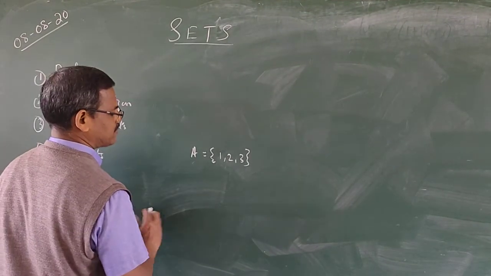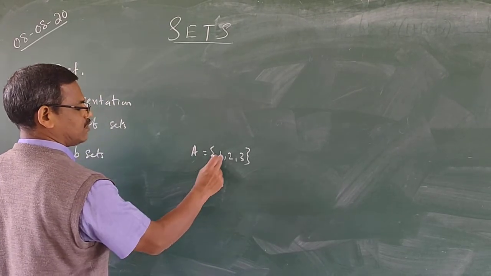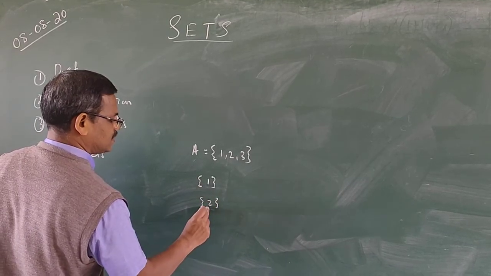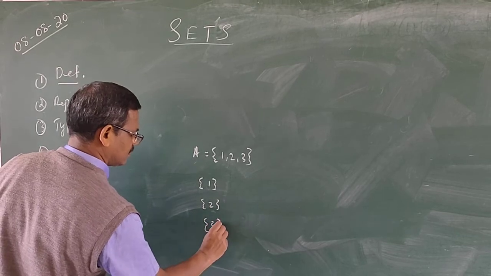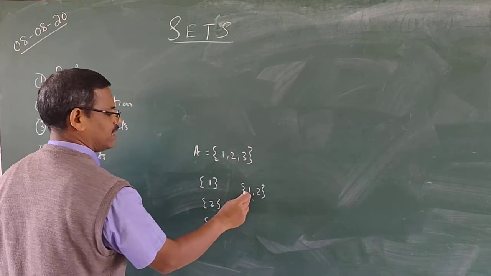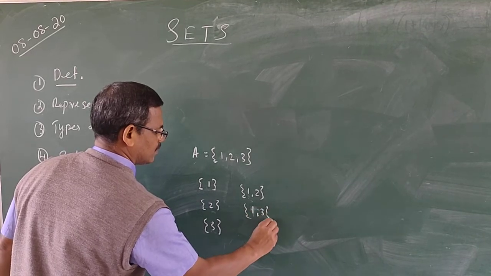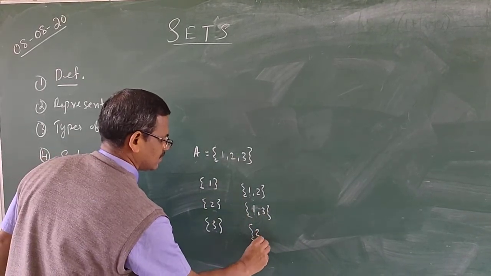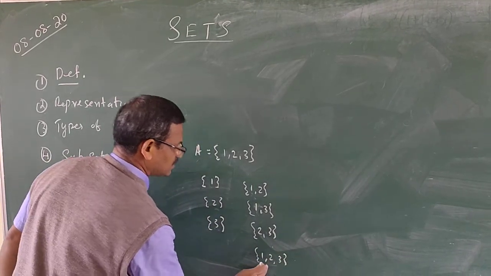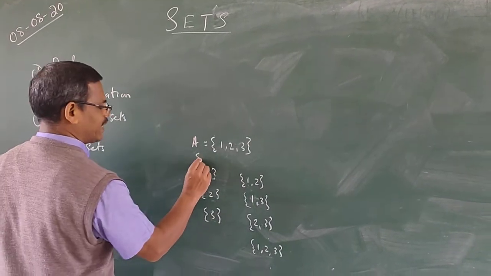Like that, we can have so many subsets here. See, this is a subset of this because this element is here. This is a subset. This is a subset of this one. All the elements of this are here. This is a subset of this one because all the elements of this are also elements of this set. And I can even take a null set also.